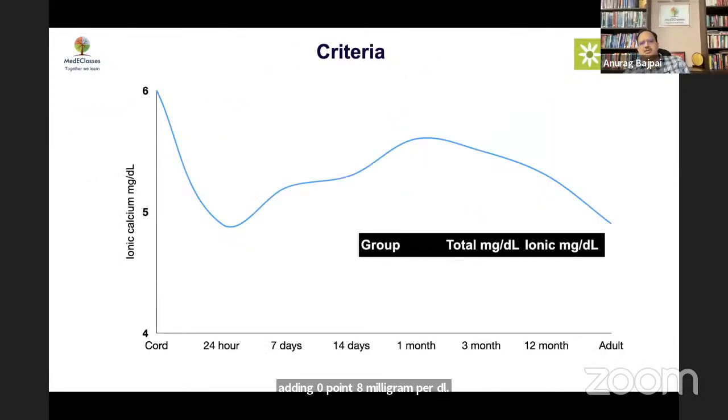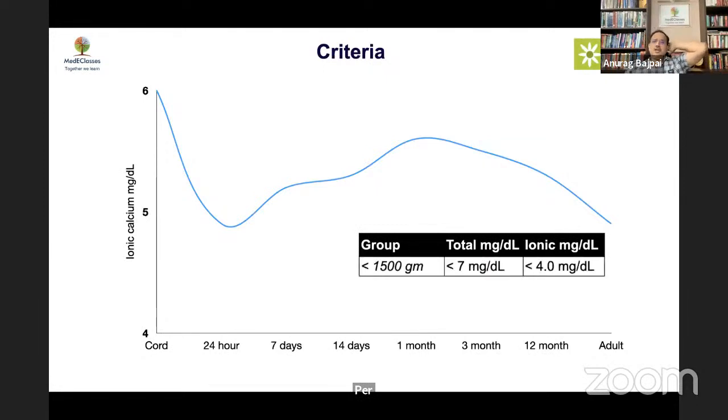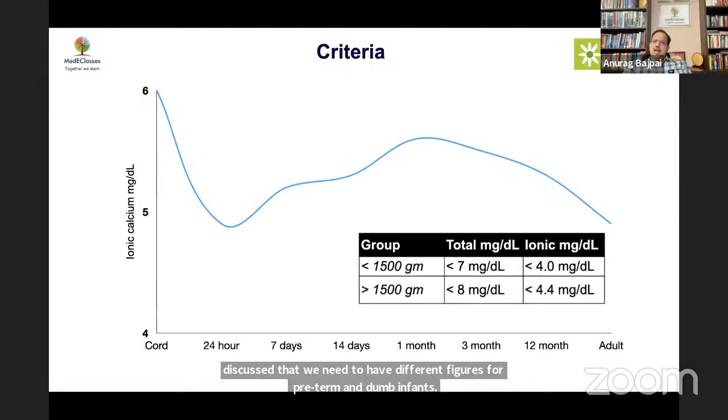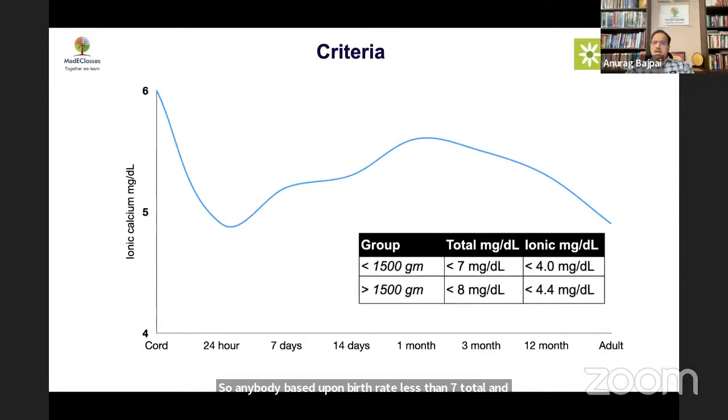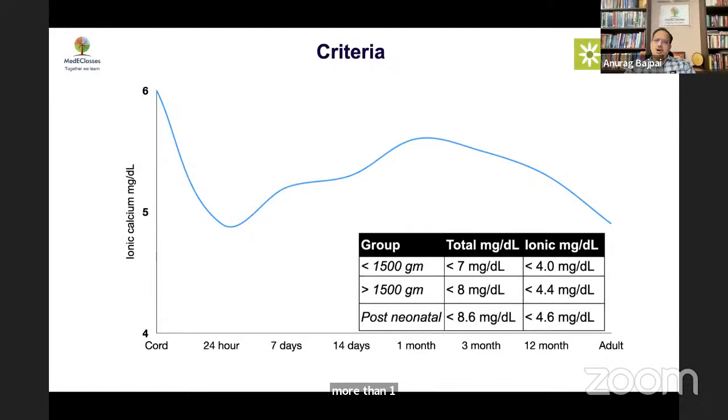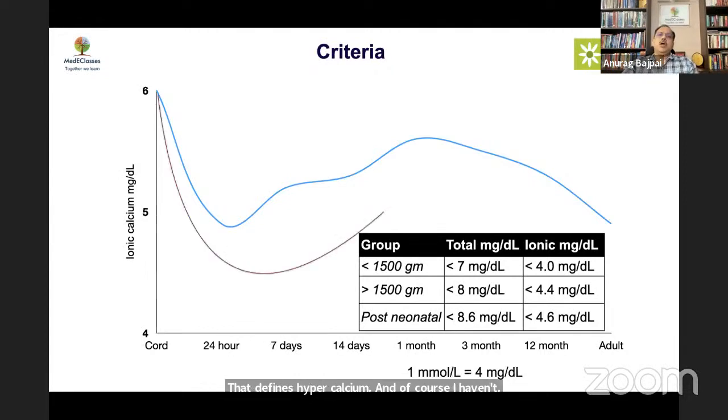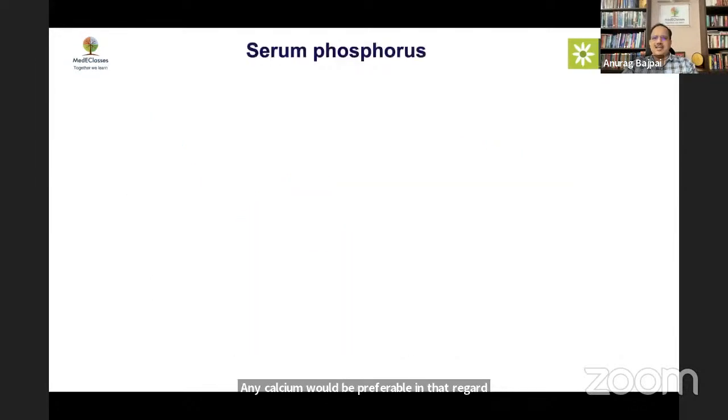So we already discussed that we need to have different figures for preterm and term infants. Anybody based upon birth weight less than 7 total, and more than 1500 less than 8, becomes significant. Beyond the neonatal period, we have a normal range of 8.6, which defines hypocalcemia. And of course, ionic calcium would be preferable in that regard. Preterm babies will have lower levels, as discussed.